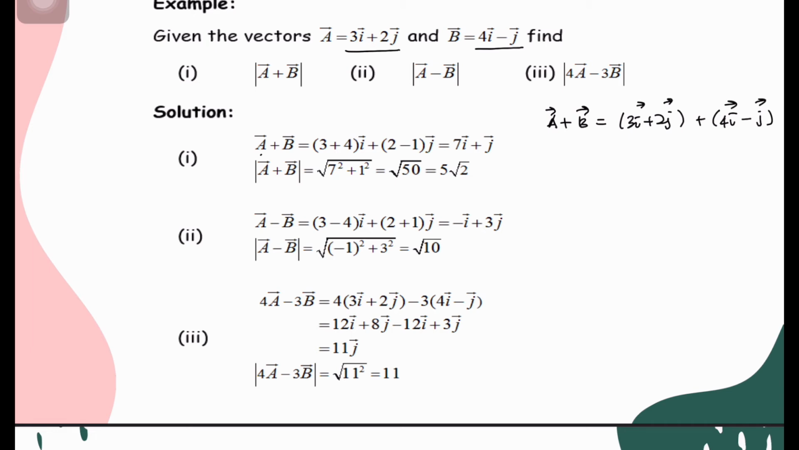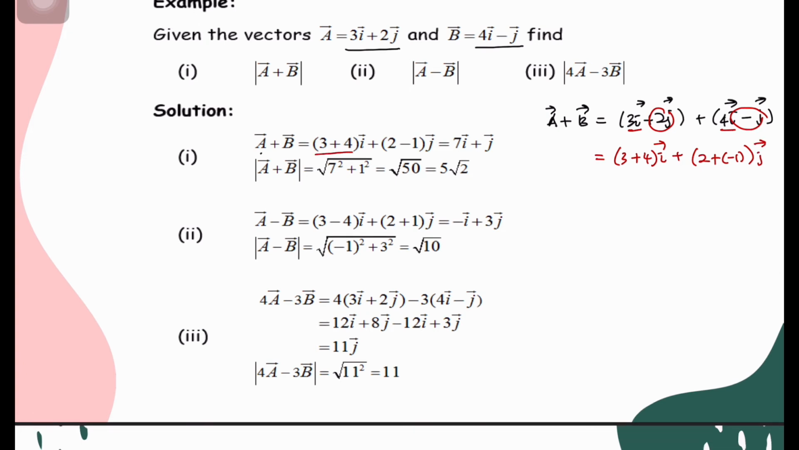So we have learned before how to settle this one. I adds with I, so you will have 3 plus 4 for vector i, plus 2 added with negative 1, so you have 2 plus negative 1 for vector j. So 3 plus 4 here for i, and 2 plus a minus will give you minus, so 2 minus 1 for j. So you will have 7i plus j. So this one is the vector of A plus B.